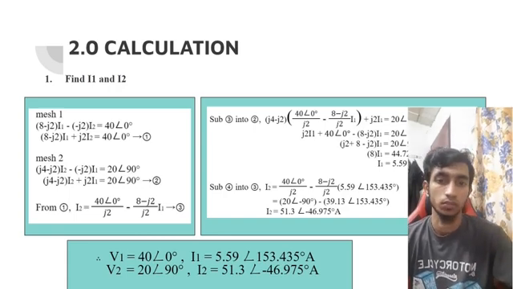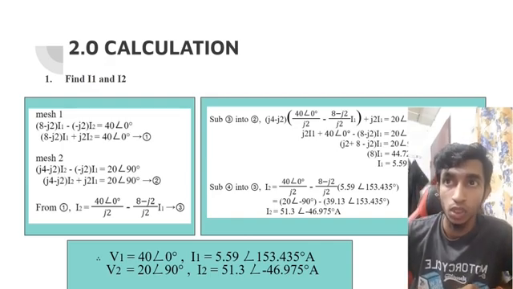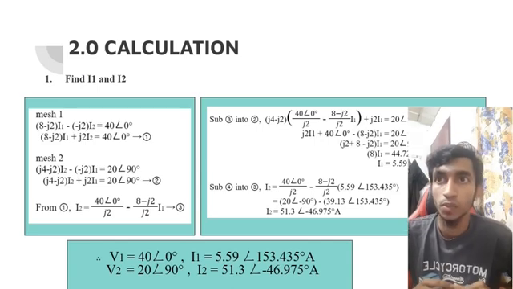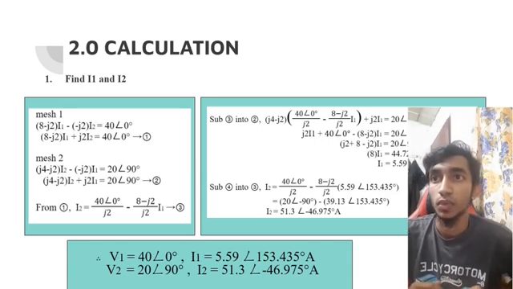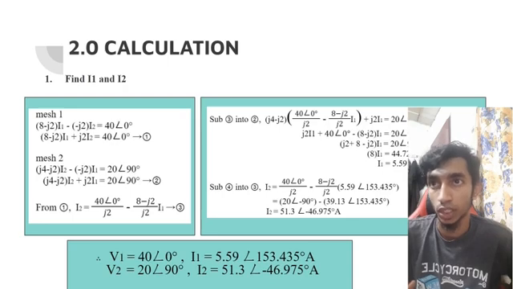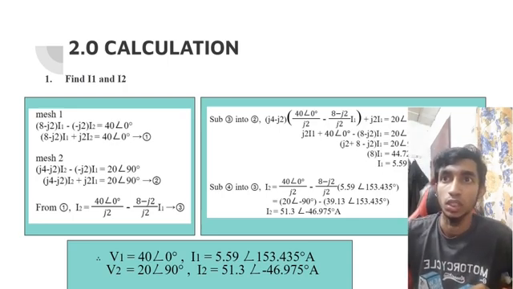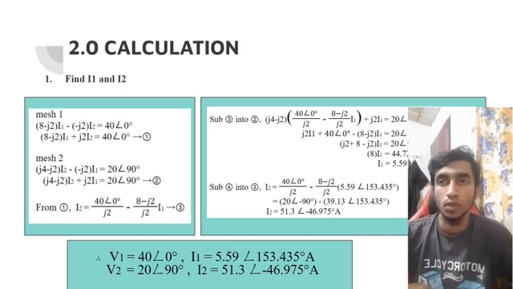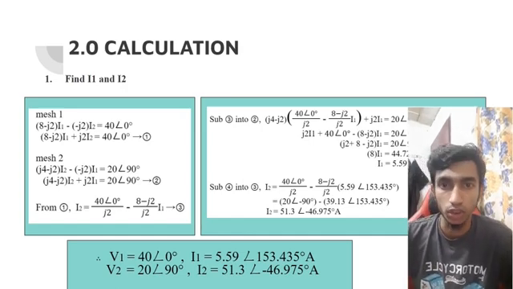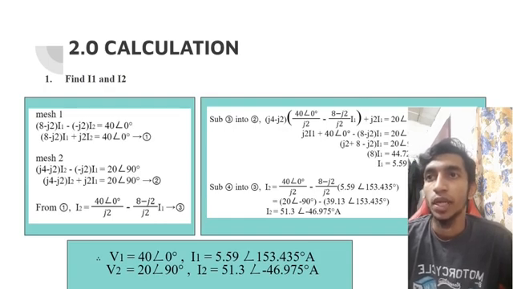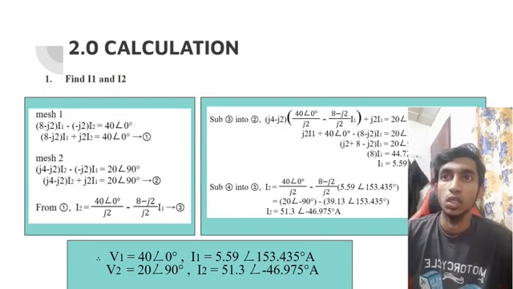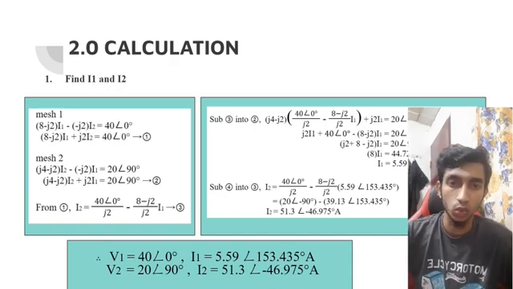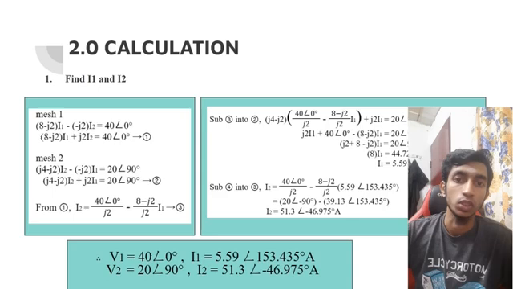And now for mesh 2, we will look at the second part of the circuit, which is I2. Same technique, then we will get (j4 - j2) I2 + j2 I1 = 90∠0°. That will be our second equation. Then we rephrase the first equation, where we get I2 = 40∠0° over (j2) minus (8 - j2) over j2 times I1. That will be our third equation.